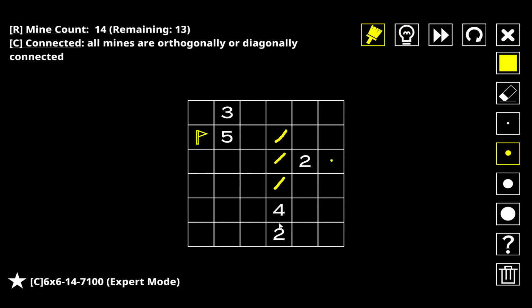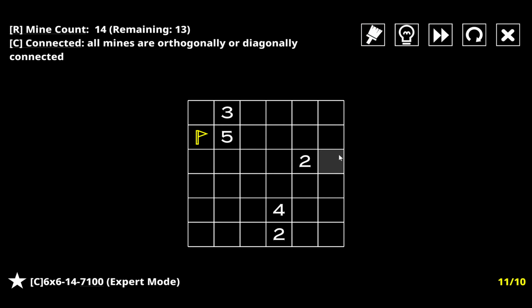But then with this 2 and 4, we can use the trick where, since we know there's 2 more mines around the 4 than the 2, and this is the only disjoint region, there must be 2 mines here. So we can mark both of these. But then that finishes up the 2 clue, and you can see here that we have 2 isolated groups. Then we can determine this is not a mine. And there we go, it's a 0, which gives us a lot of information.